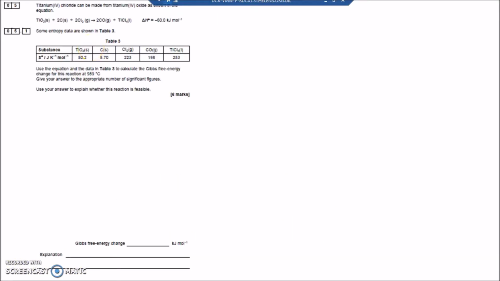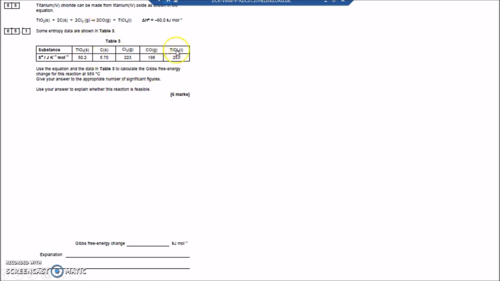Question 5 is about entropy and Gibbs free energy change. So we've got some entropy values for each of these substances here, and we've got an equation. Use the equation to calculate Gibbs free energy change and then explain why the reaction is feasible. In other words, if it's 0 or less than 0, 0 or negative. So let's have a look then.